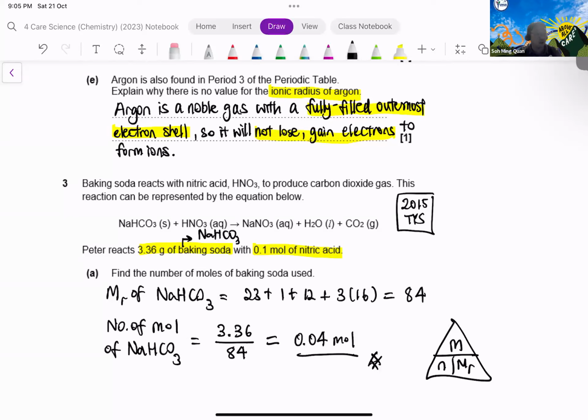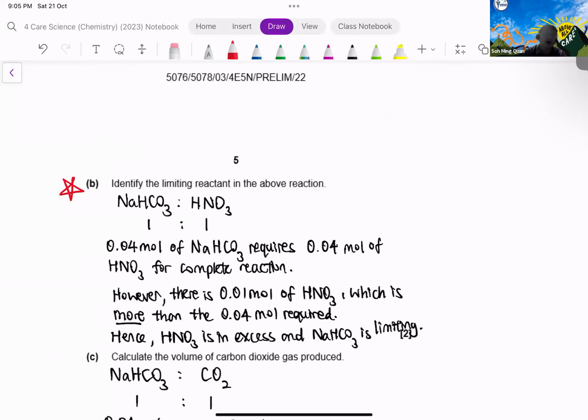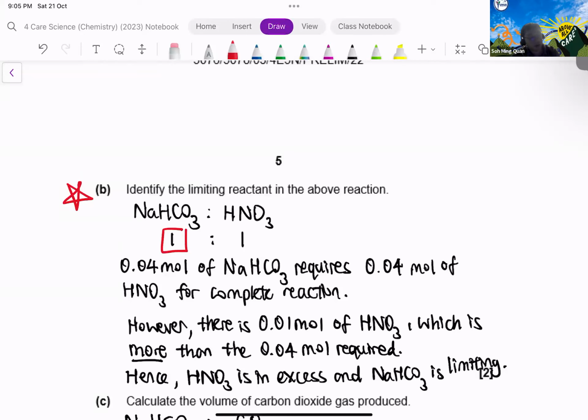Now, the next part is what I want you all to learn. The next part requires you to identify the limiting reactant in the reaction. How do you do that? In the previous part, you have already calculated 0.04 moles of sodium hydrogen carbonate, so make use of it. The mole ratio is 1:1. This is from the equation. The balanced chemical equation tells you it's 1:1. So, 0.04 moles. This is from part A. Part A gave you 0.04 moles of sodium hydrogen carbonate. So if I have 0.04 moles of sodium hydrogen carbonate, 1:1 means I also need 0.04 moles of nitric acid for complete reaction. However, you are given 0.1 moles of nitric acid, which is more than the 0.04 moles required.